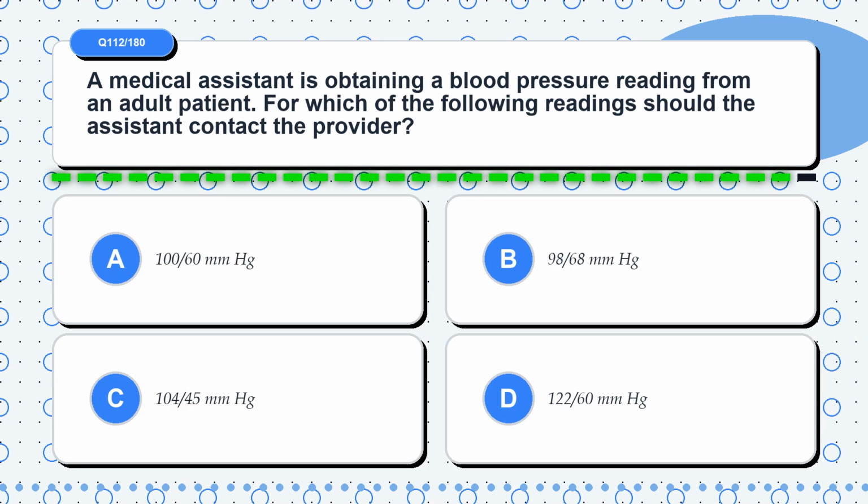Question 112. A medical assistant is obtaining a blood pressure reading from an adult patient. For which of the following readings should the assistant contact the provider? Here are the options. Option A. 100/60 mmHg. Option B. 98/68 mmHg. Option C. 184/45 mmHg. Option D. 122/60 mmHg.